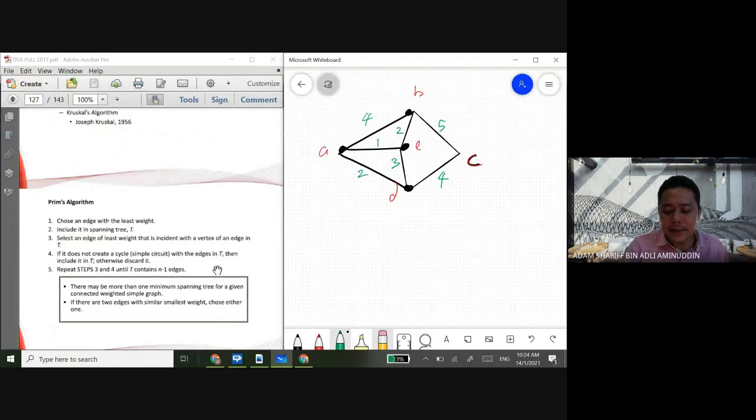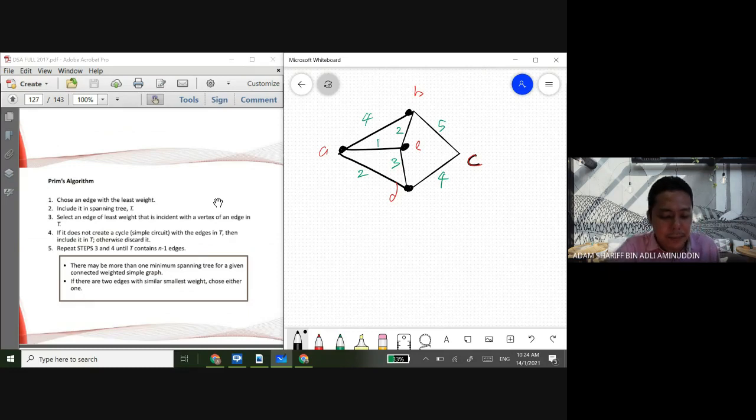So the logic of Prim, kita start dengan Prim dulu. Nanti korang tengok apa beza dia dengan Kruskal. I always say to my students, Prim is like a tree. Dia macam pokok. How the tree grows. Inspirasi dia macam itu. Prim's algorithm will start by choosing an edge with the least weight. So dalam contoh G ni, the edge with the smallest weight will be AE. Okay, so katakan kita edge weight and spanning tree.